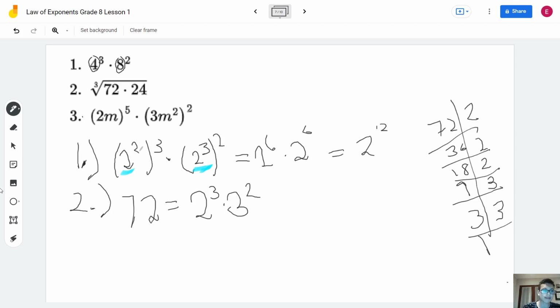And as you can see, the prime factorization is here: 2 times 2 times 2 times 3 times 3, which is 2 cubed times 3 squared. Okay, and then moving on, 24 equals 2 cubed times 3.